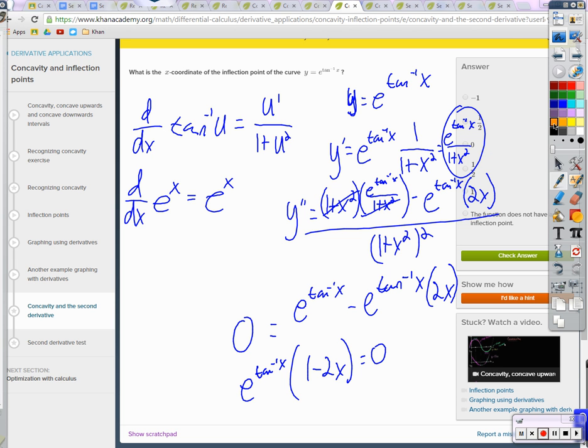Let's grab another color and just move it over here. e to the inverse tangent of x equals 0. When will that happen? When e to the exponent is 0. What's e? It's that number, 2.7 whatever. Take 2 point whatever and raise it to a power. What are we trying to get out of it? What power will take a number to zero?